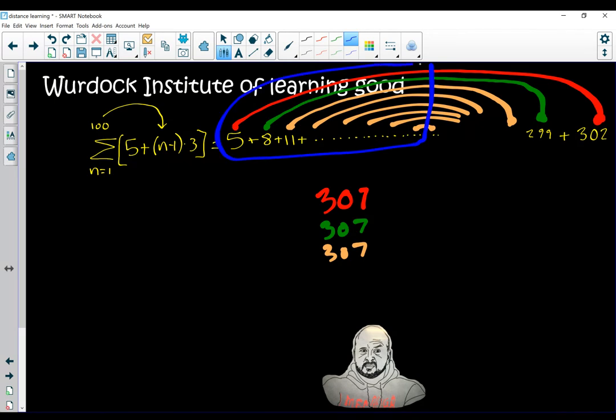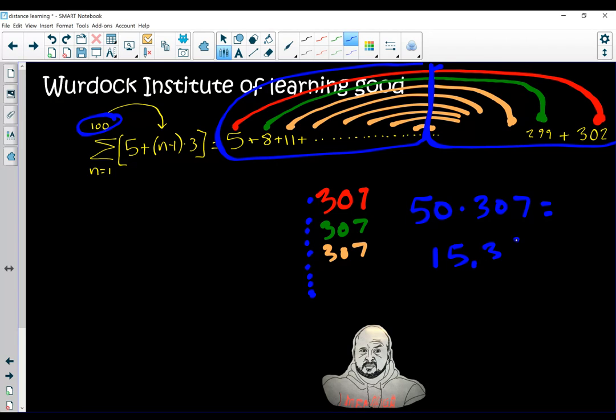The number of pairs we have is equal to half of the total. We have 100 things, we have 50 pairs. So this list would have 50 things on it. So the expression is going to be 50 times 307. I think I will just do this. It's 15,350 in this instance.